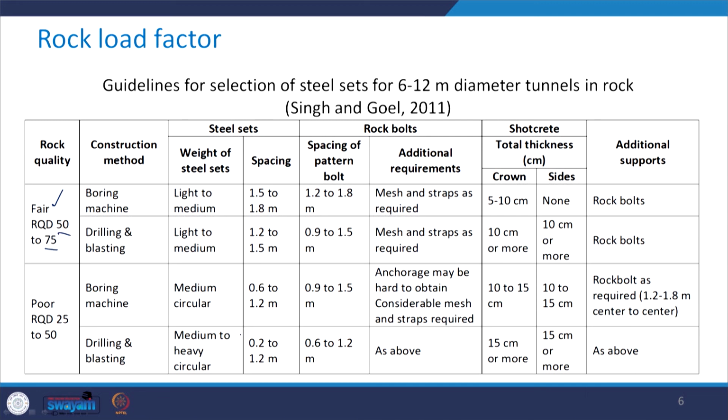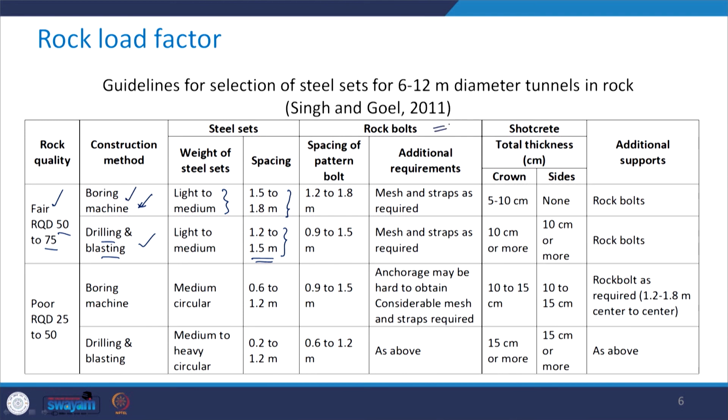Again, both the situation using the tunnel boring machine and drilling and blasting has been given here. That is light to medium weight of the steel set which is needed, and spacing is 1.5 to 1.8 meter. In case the construction has been done using the tunnel boring machine, and in case it is done using the drilling and blasting, you see that the spacing is reduced here to 1.2 to 1.5 as compared to the case of the boring machine.